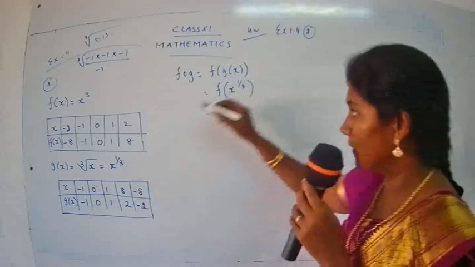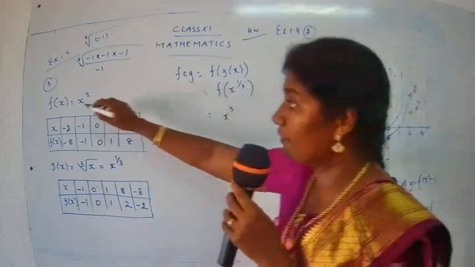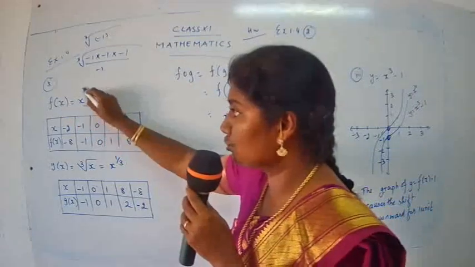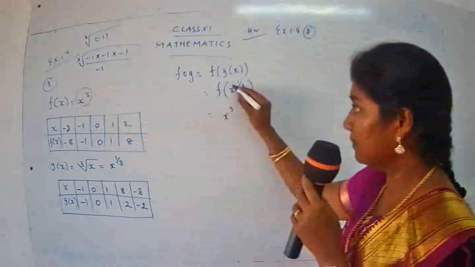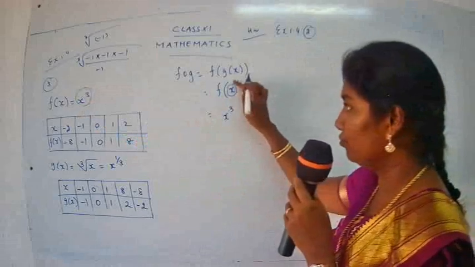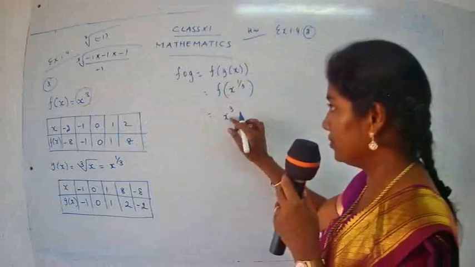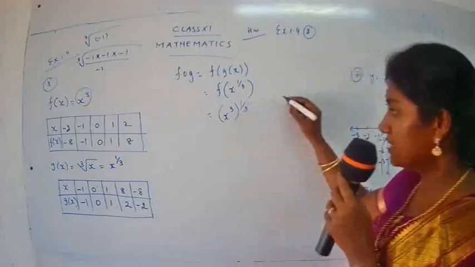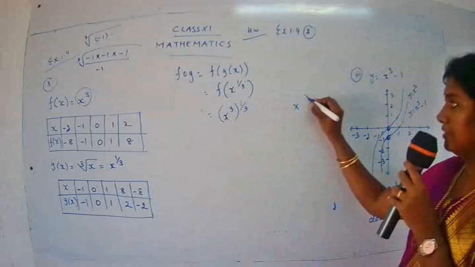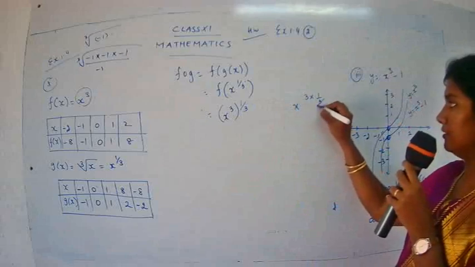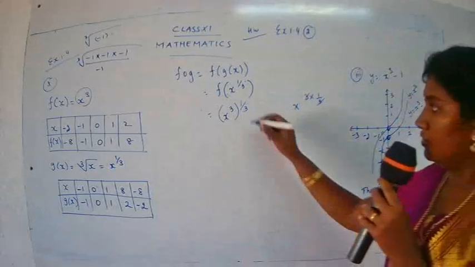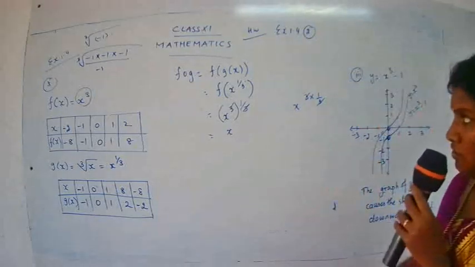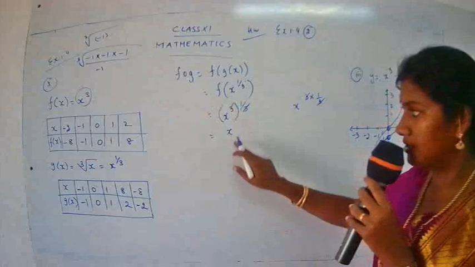So you get here x raised to 1 by 3. But what is f of x? In place of x, you take x cube. So write x cube whole raised to 1 by 3. Now this calculation is like this, x raised to 3 into 1 by 3. So x raised to 1. So 3 gets cancelled and you get the answer as x. So FOG is equal to x.